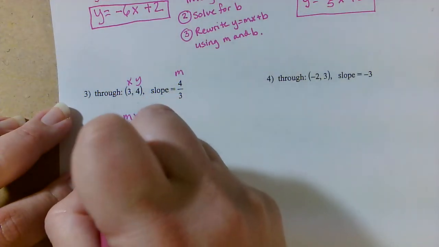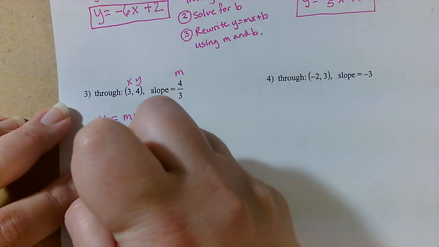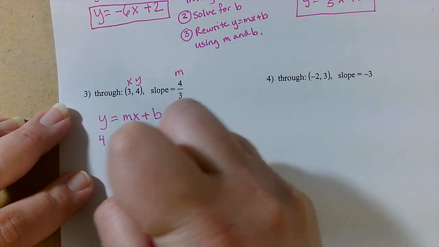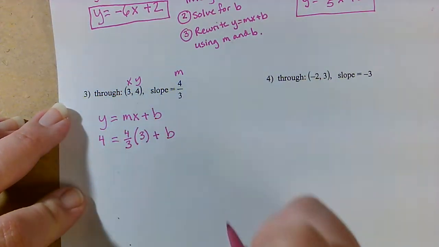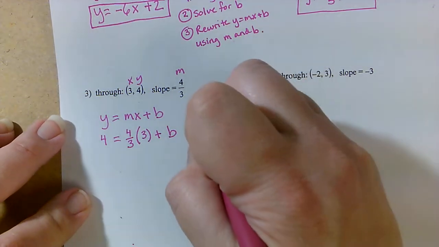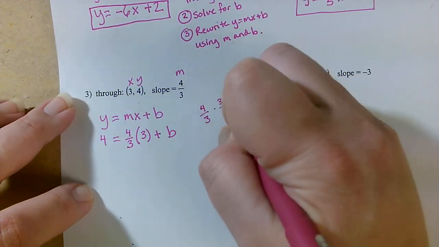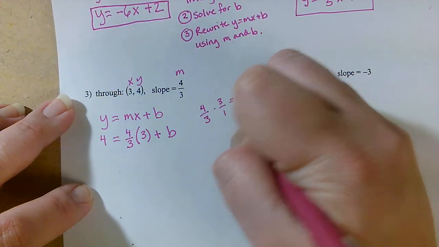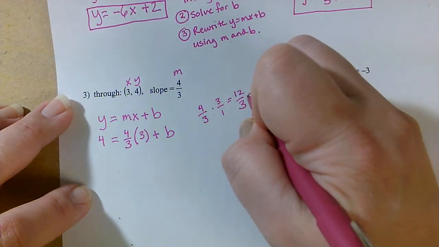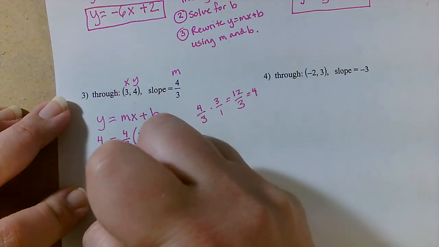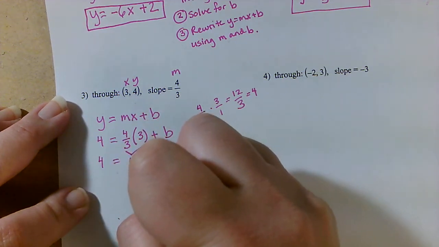Fill in my x and y, so I'm going to do 4 equals 4/3 for my slope, parentheses 3 for my x, plus b. So doing this multiplication, 4/3 times 3 over 1, I'm going to get 12 over 3. 12 divided by 3 is 4. So when I multiplied these two together, I got 4 plus b.